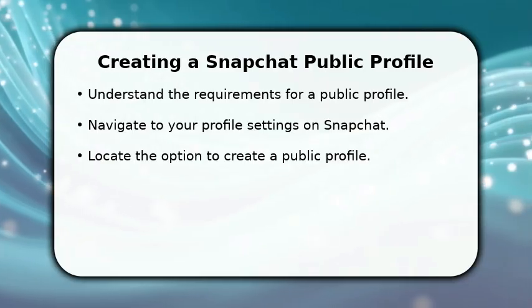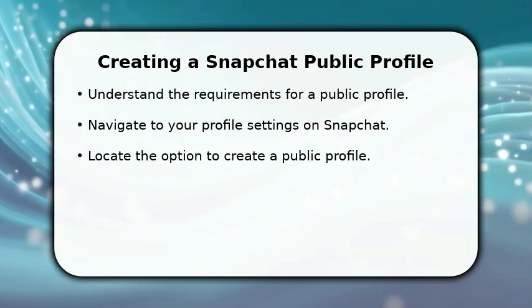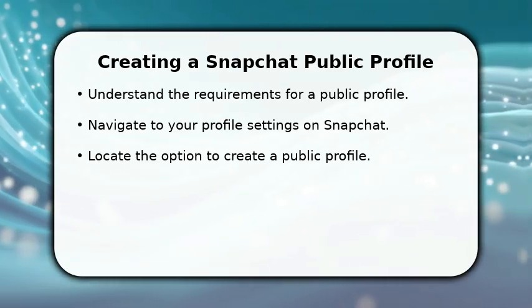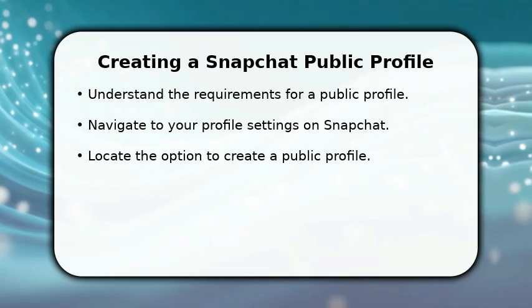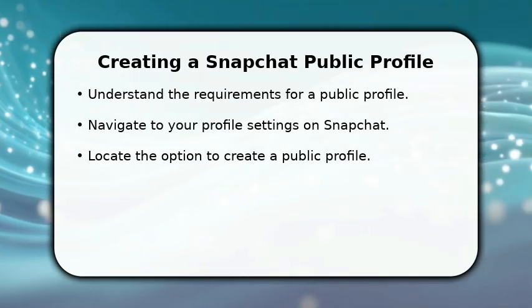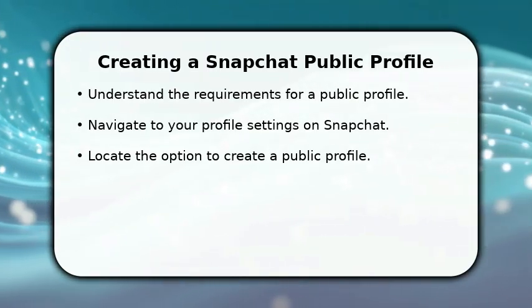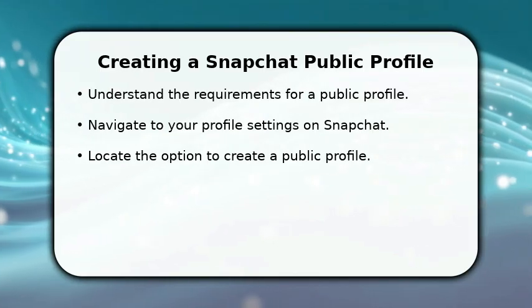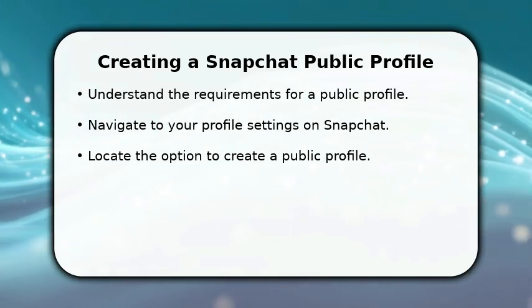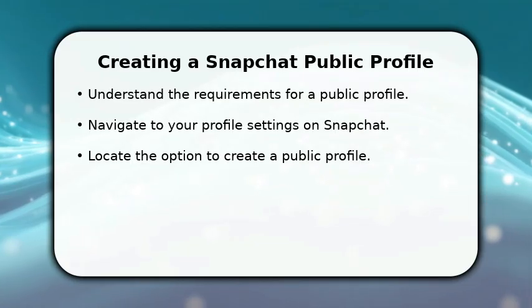In this video, I will explain how to make a new public profile on Snapchat. First, open the Snapchat app and tap your Bitmoji icon in the top left corner. Scroll down your profile page to find the Public Profile section. If you see Create Public Profile, tap it to begin the process.